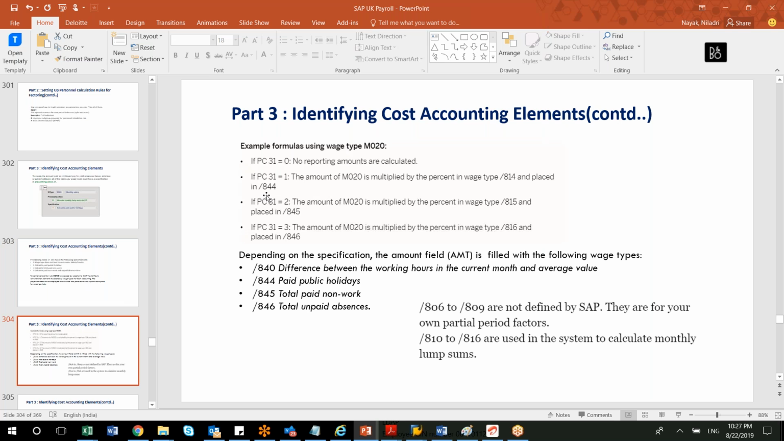coming. After doing that, you come back to the configuration and change the processing class to 2. Then again you run the payroll and see these calculations, how slash 815 and slash 845 change, and what is the amount of M020. It is better if you make the amount 1000 or 100, so that you can see the impact immediately, what is the difference and what are the changes.